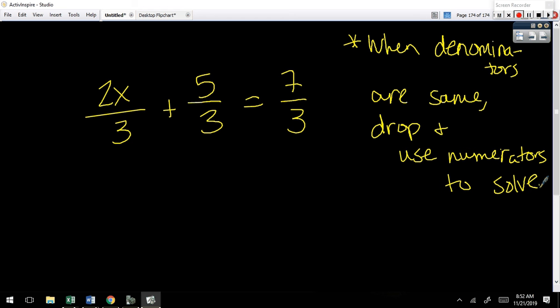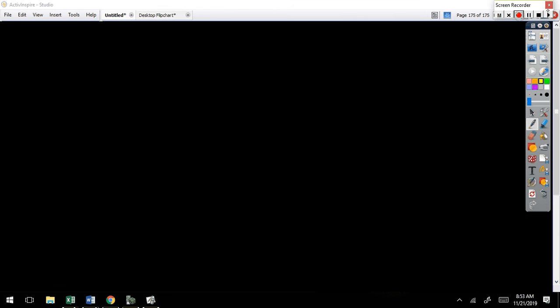Okay, so what we're going to do, and I hope you're starting to see where we're going with this whole LCD thing. If we can make everybody have the same denominator, then we can just get rid of the denominators and use the numerators to solve the actual equation. So here we would have 2x plus 5 equals 7. If all the denominators are the same, then the numerators have to be equal as well. Okay? And then we would go through and solve. So let me show you with some rational equations here how we're going to do it.